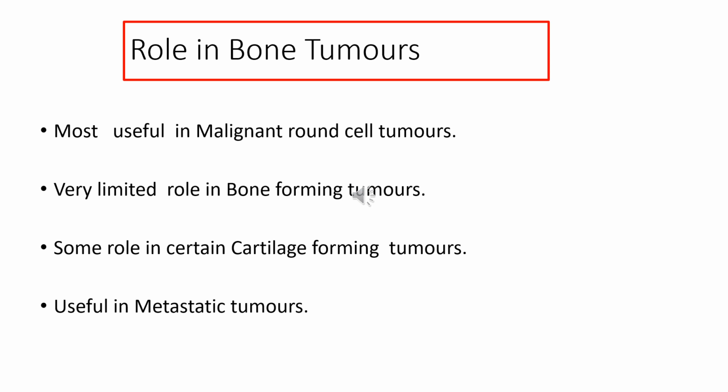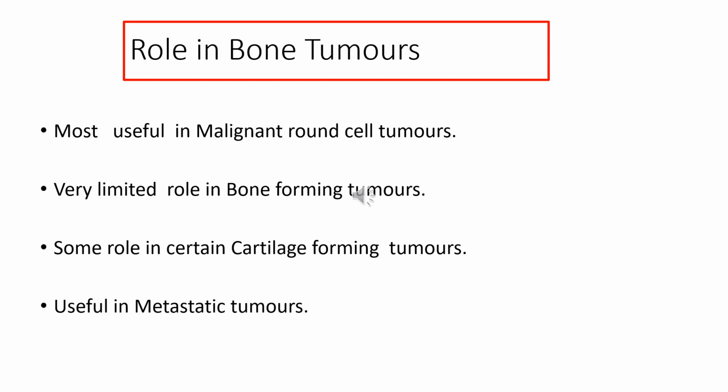Now, what is the role of IHC in bone tumors? It is most useful in the differential diagnosis of malignant round cell tumors, and we know that Ewing's is a malignant round cell tumor which can mimic lymphomas, it can mimic rhabdomyosarcomas, it can mimic mesenchymal chondrosarcoma. So all tumors which have small round blue cells.